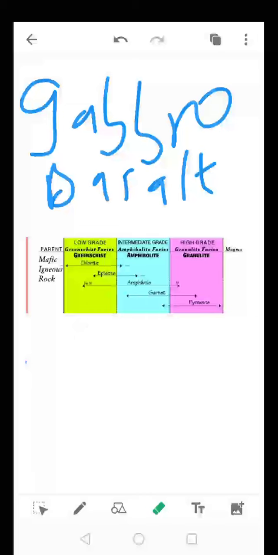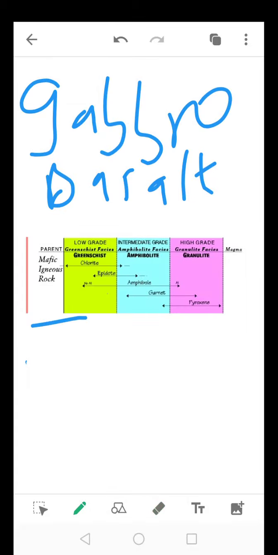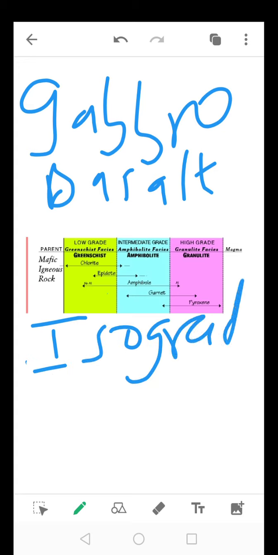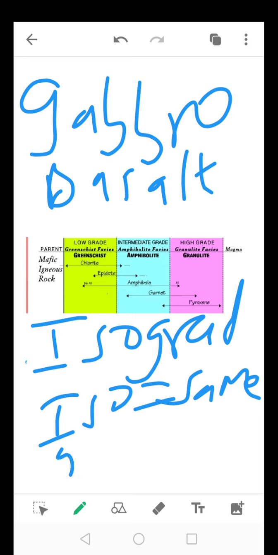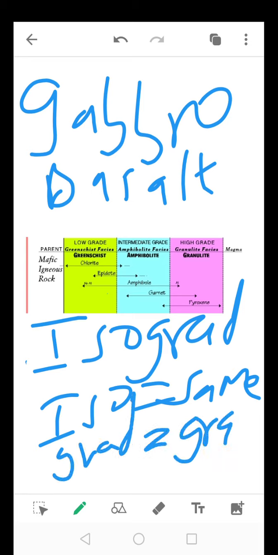Or you can talk of the term isograd. Iso, for a fact, iso means the same. And grade, you would guess, grade means grade. So this isograd marks the same or equal grades.